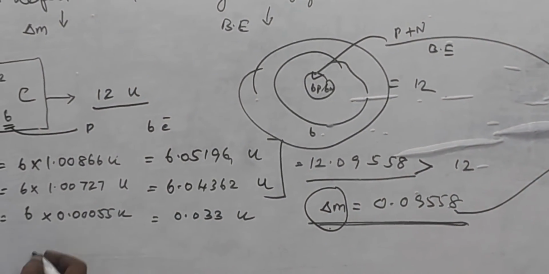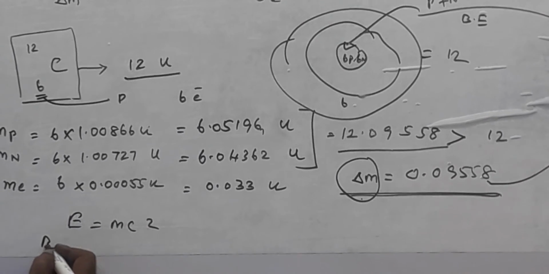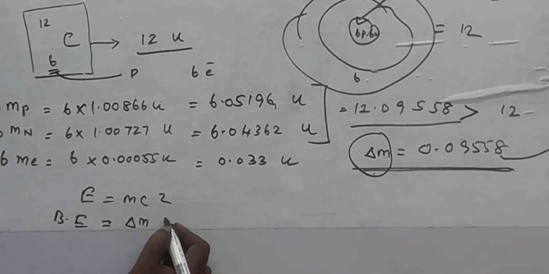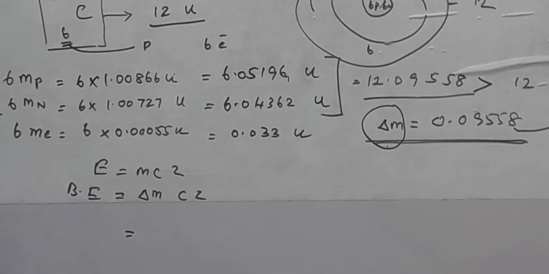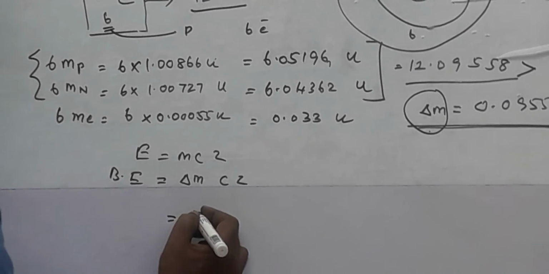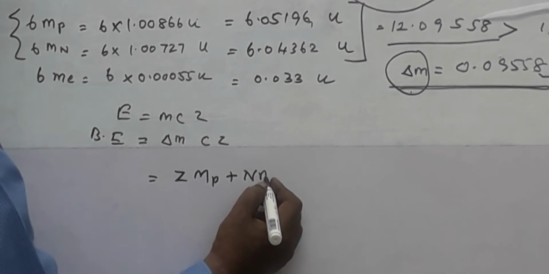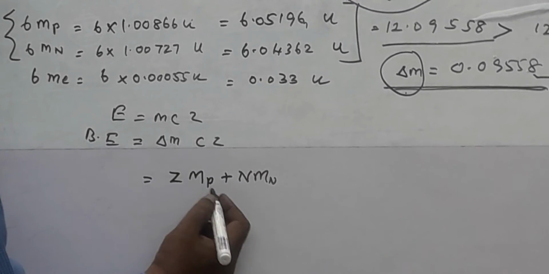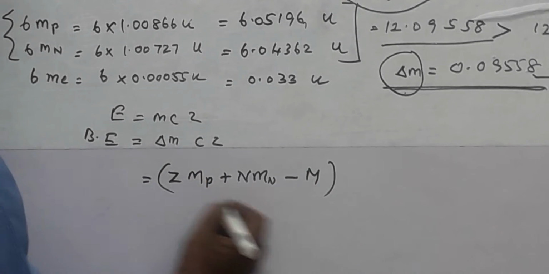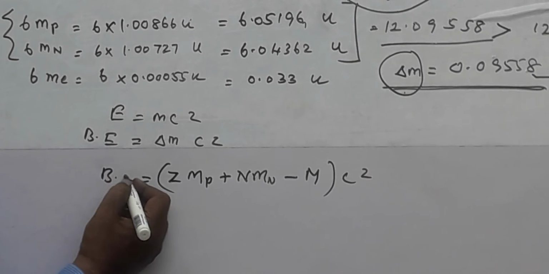Because as per Einstein, E equals mc square. If you are saying binding energy, it is nothing but delta m c square. Delta m is nothing but, here you have to calculate Z mp plus n mn, Z mass of proton, n mass of neutron, minus total mass, into c square. This is called the binding energy equation.